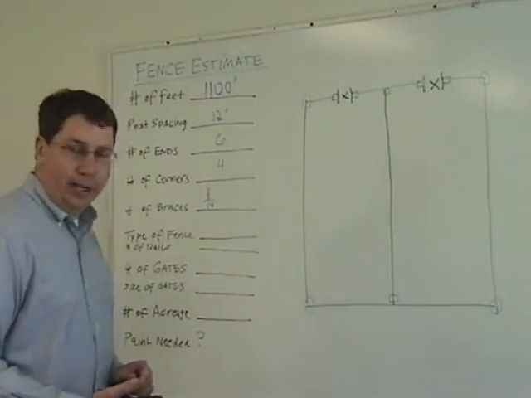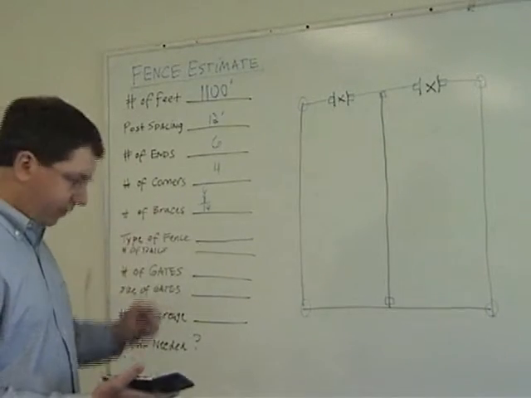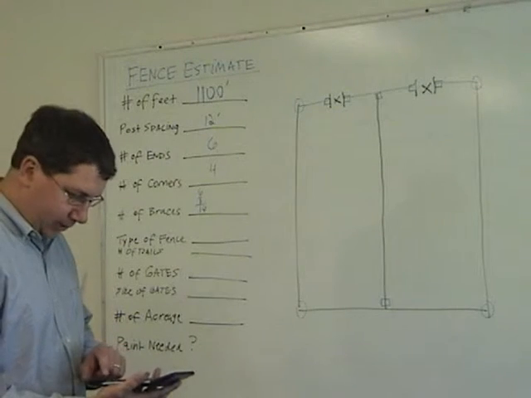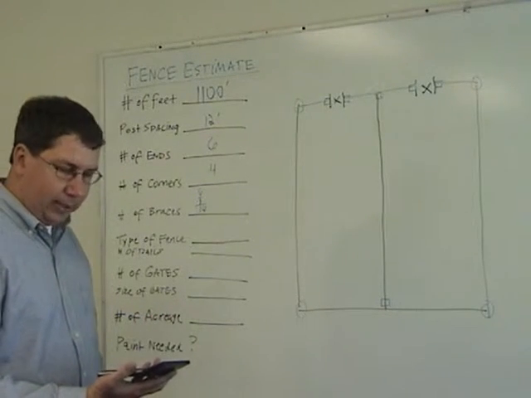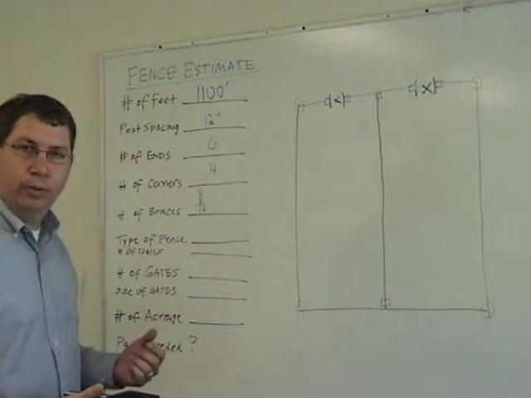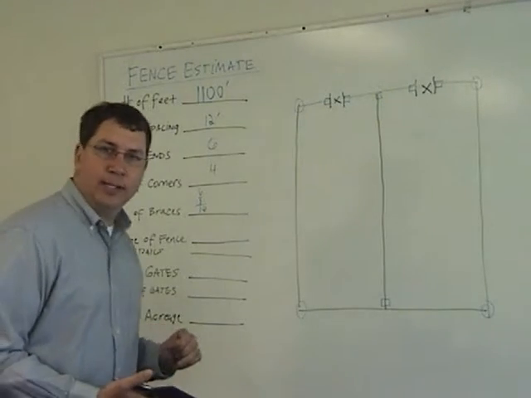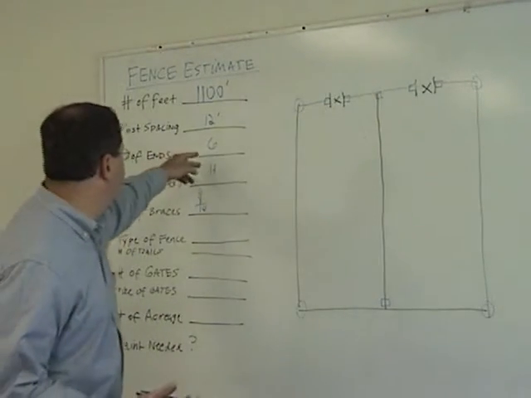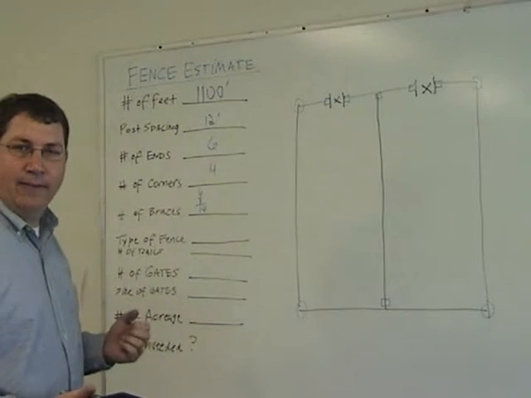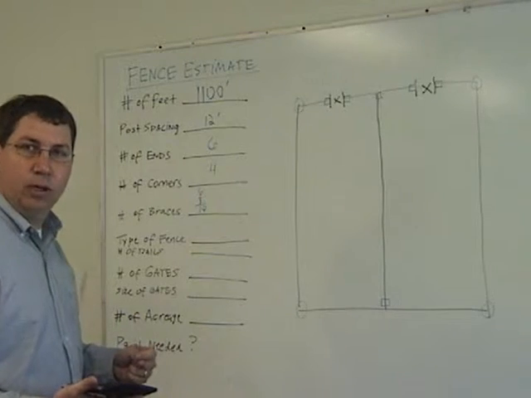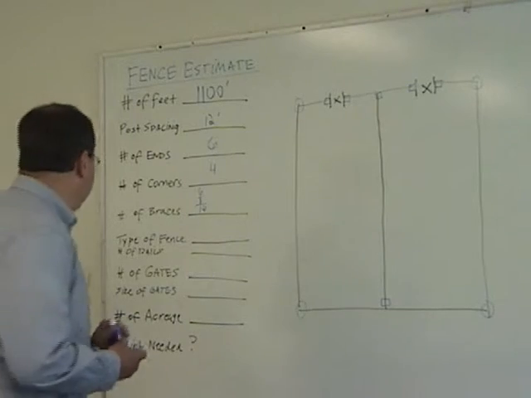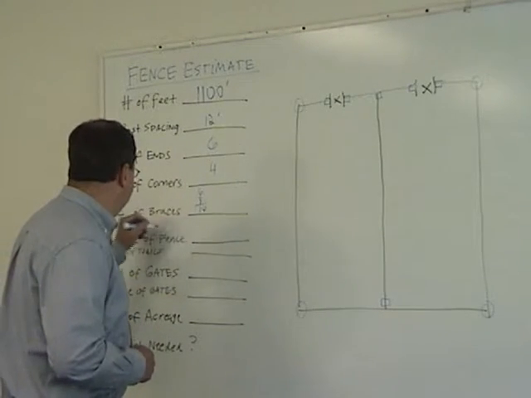Okay, now we're going to figure out the line posts, and for the line posts we have 1,100 feet divided by 12-foot post spacing equals basically 92 posts. 91.67, we round up to 92. Then typically what I do to get a good estimate for the customer is I take the number of ends and corners, 10, divide it by 2, which is 5, and I subtract that from the 92, which would equal 87 line posts. So my line posts are 87 line posts.